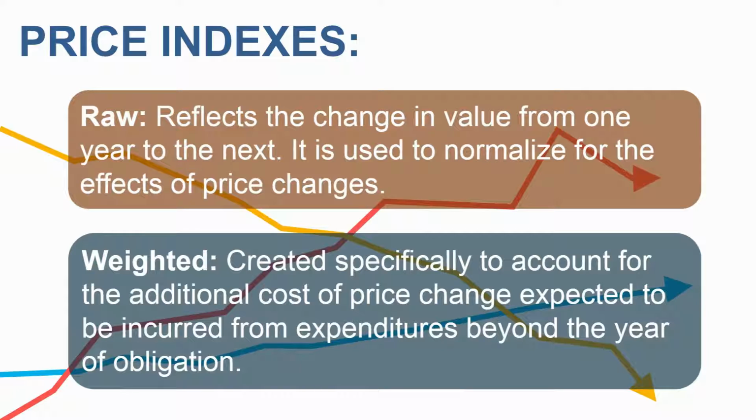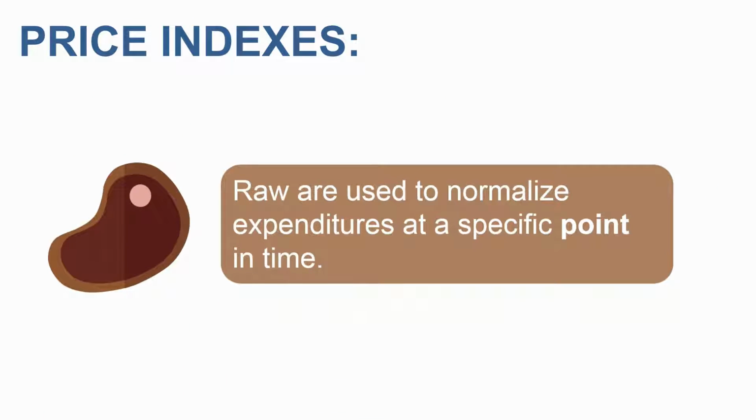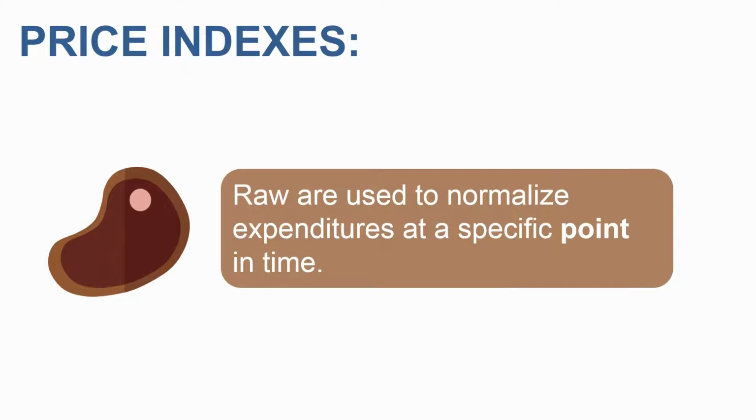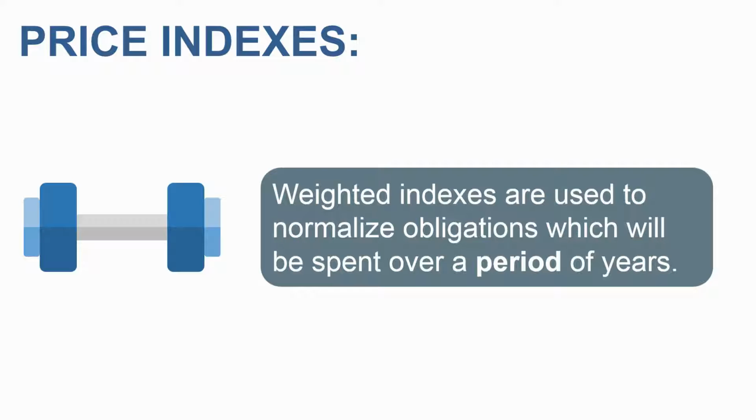A raw index reflects the change in value from one year to the next. It is used to normalize for the effects of price changes. A weighted index is created specifically to account for the additional costs of price change expected to be incurred from expenditures beyond the year of obligation. So what exactly are raw and weighted indexes used for? First, raw indexes are used to normalize expenditures at a specific point in time, whereas weighted indexes are used to normalize obligations where dollars provided in one year will be spent over a period of years.